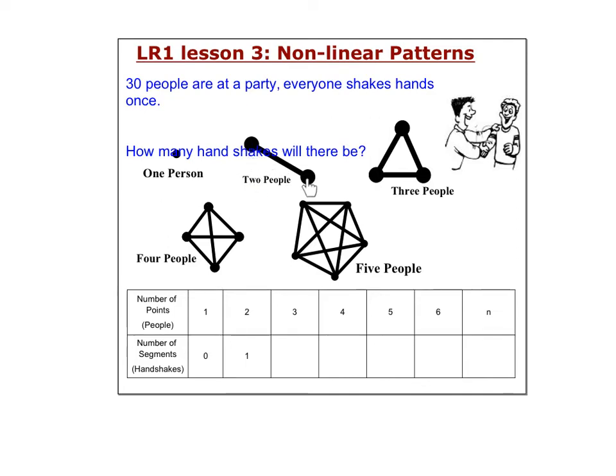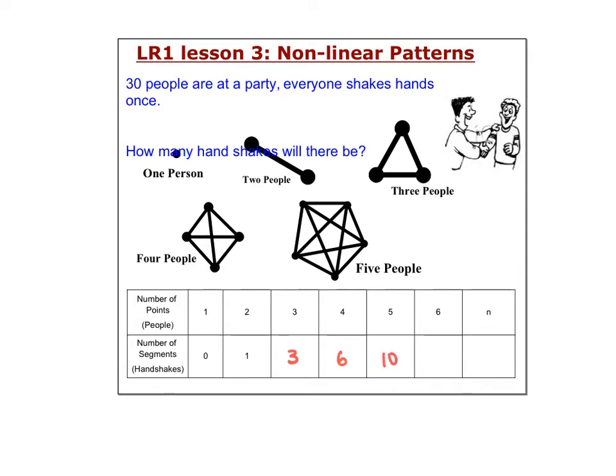If there's 2 people, we could represent a handshake with a segment connecting the 2 vertices. So there would be 1 handshake. So down here I've said if there's 1 point or 1 person, 0 handshakes. 2 points or 2 people, 1 handshake. If there were 3 people, 1, 2, 3, there would be 1, 2, 3 segments, which means that there would be 3 handshakes. With 4 people, there would be 6 handshakes. With 5 people, you could do the counting. There would be 10 handshakes.